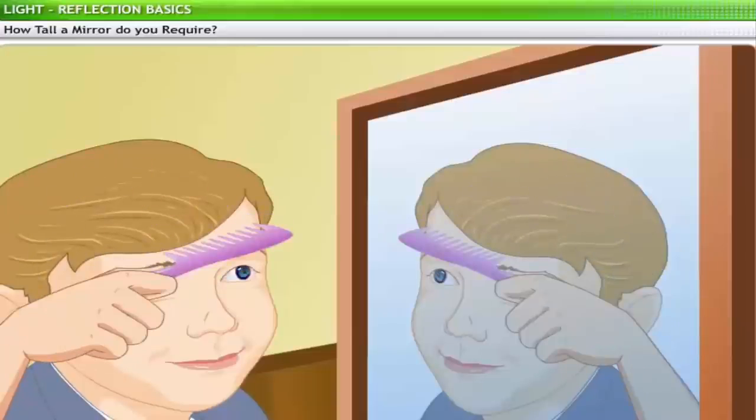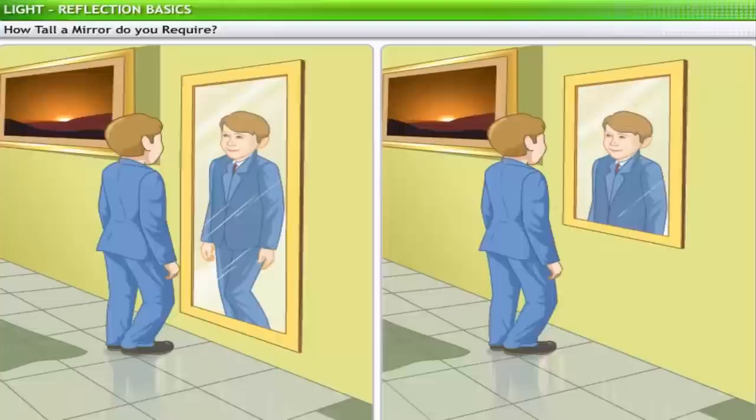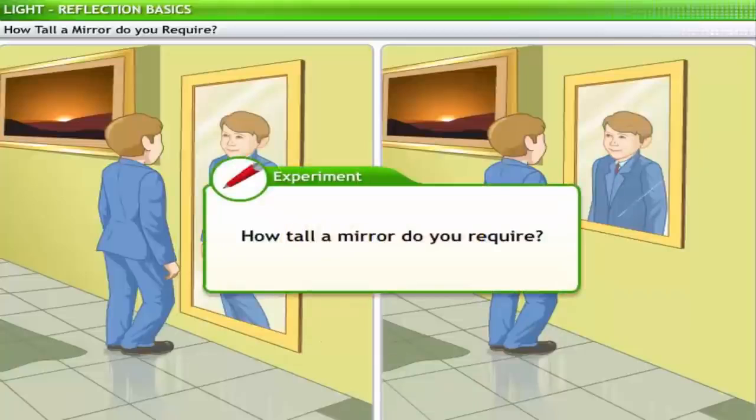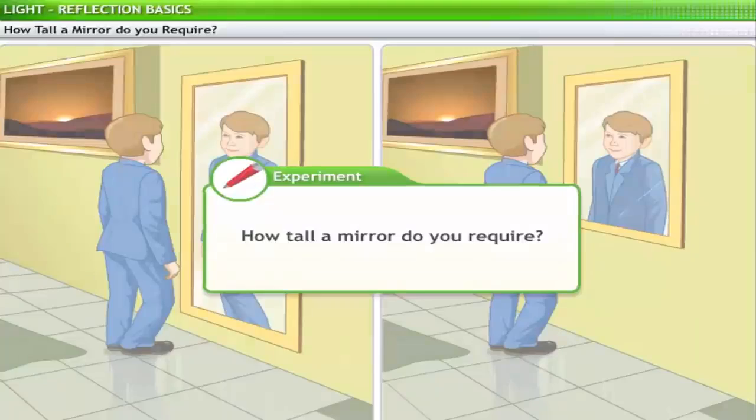Let us switch to another aspect of images in mirrors, the relationship between the mirror and the image size. You may have noticed that not all mirrors enable you to see your full image. You typically need a tall mirror to view your full image when getting ready to go somewhere. This is why most bedrooms sport tall mirrors called full-length mirrors. Clearly, image formation is affected by the size of the mirror. A simple experiment can help you determine how tall a mirror you require to view your full image.